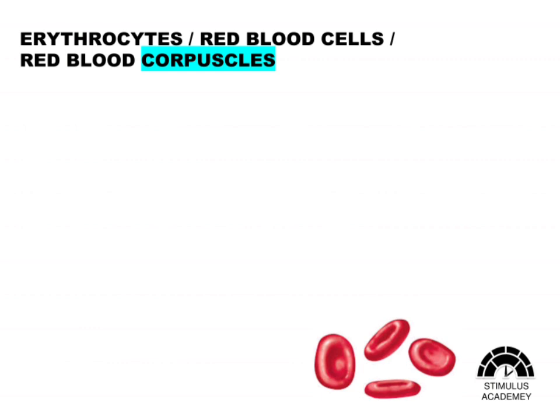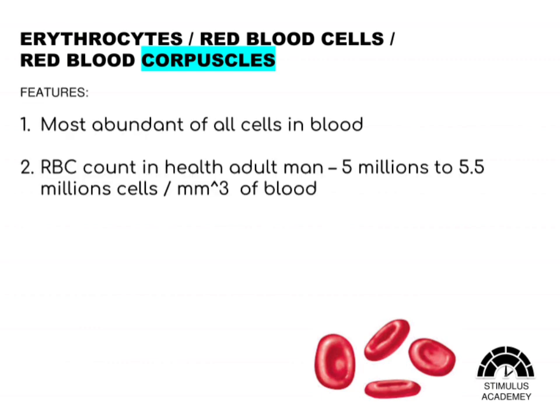The first formed element is erythrocytes, also called red blood cells or red blood corpuscles. Features: these are the most abundant of all cells in the body. Actually, of all cells in the blood. The RBC count in a healthy adult man is 5 million to 5.5 million cells per cubic millimeter of blood.